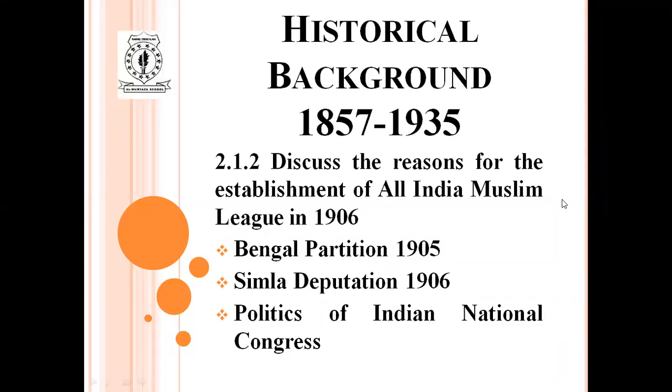And in today's session, we are going to learn the SLO 2.1.2, that is, discuss the reasons for the establishment of All India Muslim League in 1906. There were many reasons for it. Number one is the partition of Bengal in 1905, the Simla Deputation in 1906, and the politics of Indian National Congress. So in today's session, we will be learning about the Bengal partition 1905. So let's start.